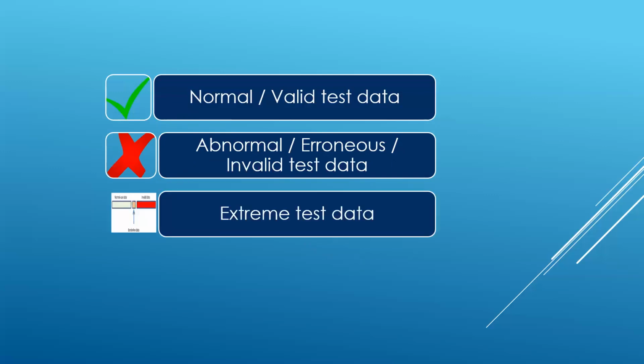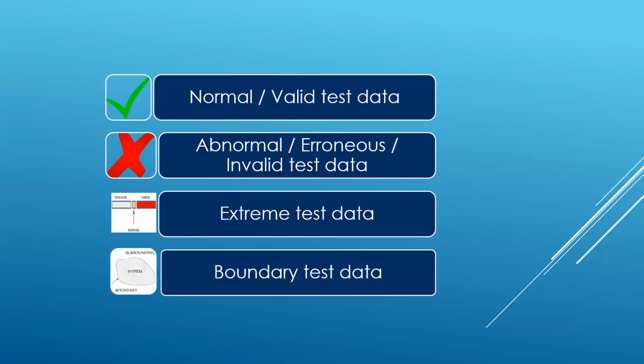Third one is extreme test data. Now that is very simple. Just remember, extreme test data means one value that is the least acceptable and the last value is the maximum acceptable. So within the maximum and the minimum are the normal values, and the minimum attainable and the maximum attainable are called the extreme values or the extreme test data. I hope that I'm clear.